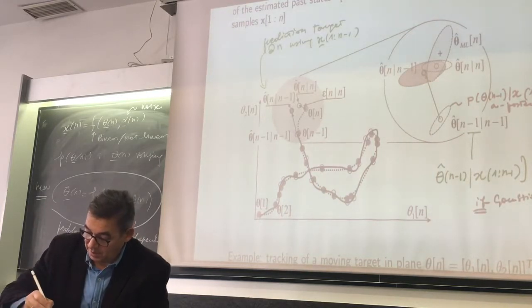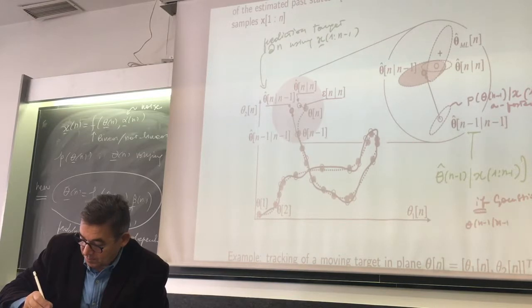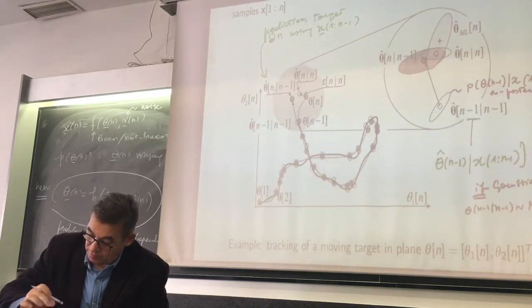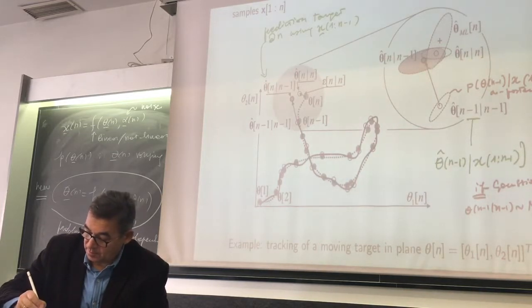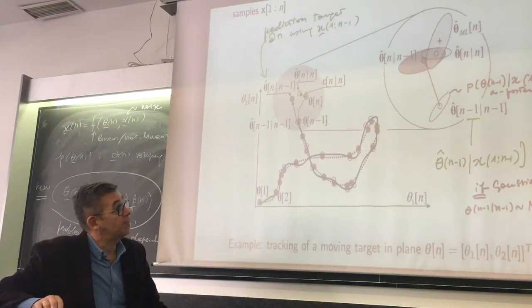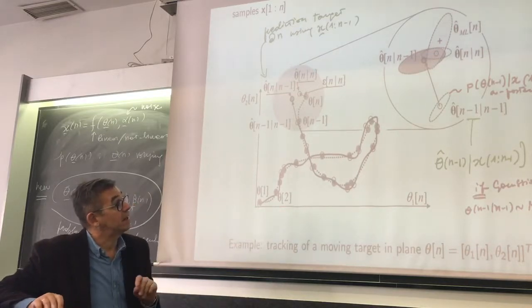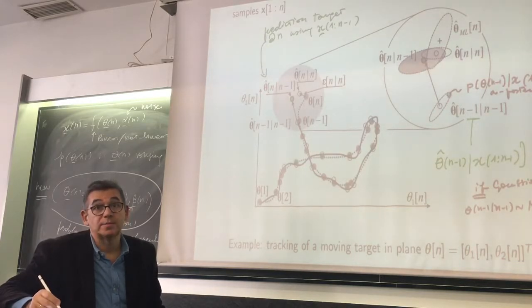which is not guaranteed, then I know that theta n-1 given n-1 is normal with a certain mean and with a certain covariance. I do this in a simple way. Now this covariance, that ellipse, is representing the a posteriori covariance.